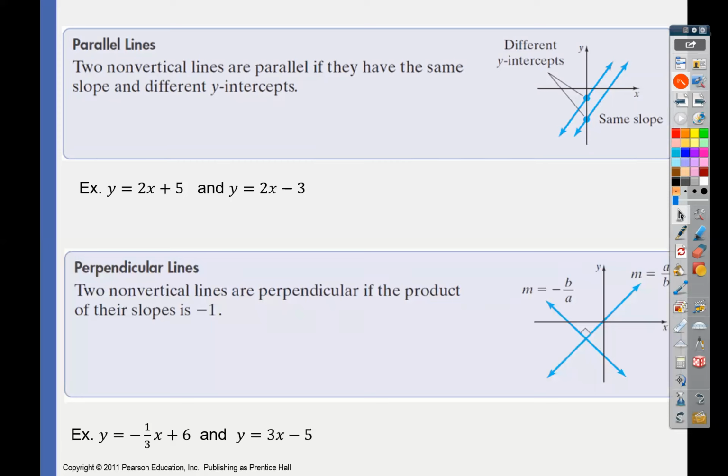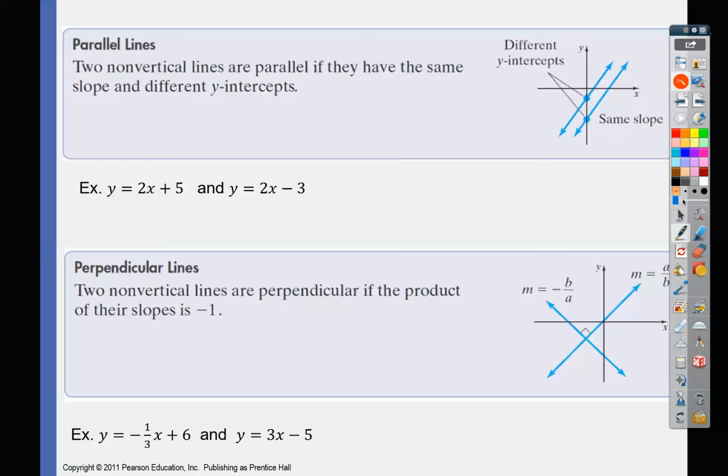Okay, so perpendicular: if the product of their slopes is -1, that's kind of weird. Basically, they're opposite reciprocals. So see this and this, they flip. So this one's b over a and this one's a over b. This one's negative and this one's positive. So they have opposite signs and they're reciprocals of each other.